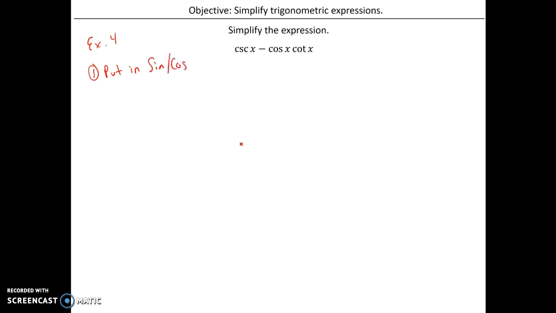So cosecant of x, this identity, is 1 over sine of x minus cosine of x. And cotangent of x, that is cosine over sine. Okay, so notice everything is in terms of sine and cosine.